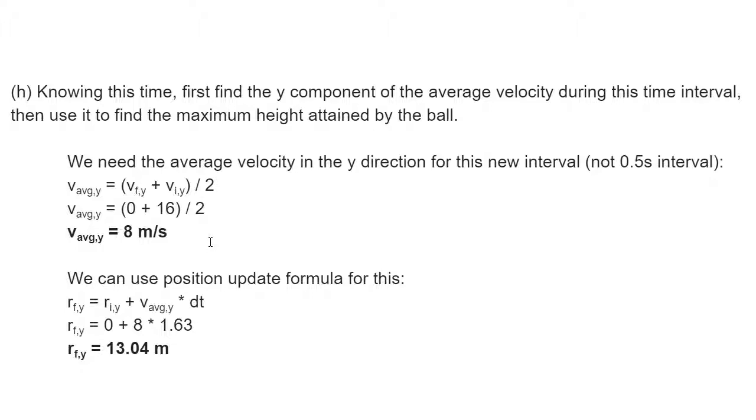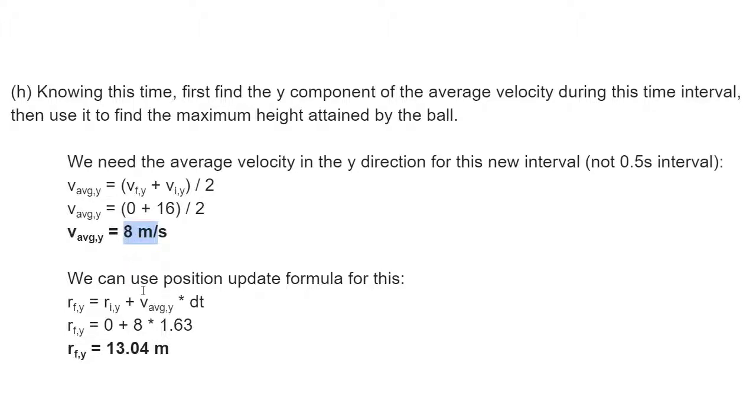So part H says, knowing how long it takes to get there, they want us to find the maximum height that the ball has. First we need to find the average velocity in the y direction for this new interval from the point at which the ball is kicked to its highest point. So that's not the half a second interval from earlier. We take the y component of our final velocity, the y component of our initial velocity, add them together, divide by 2, and we get the average velocity in the y direction of 8 meters per second.